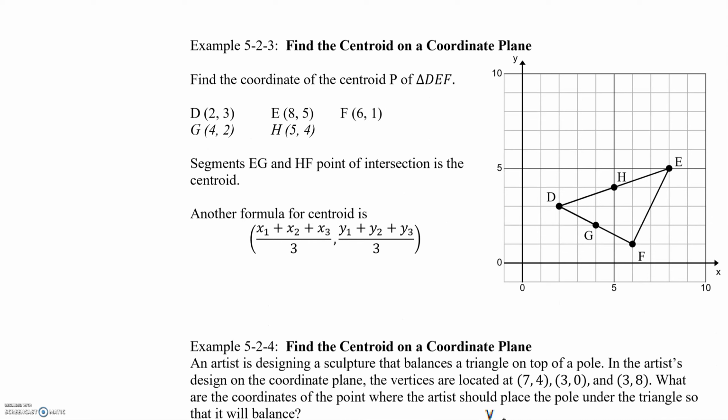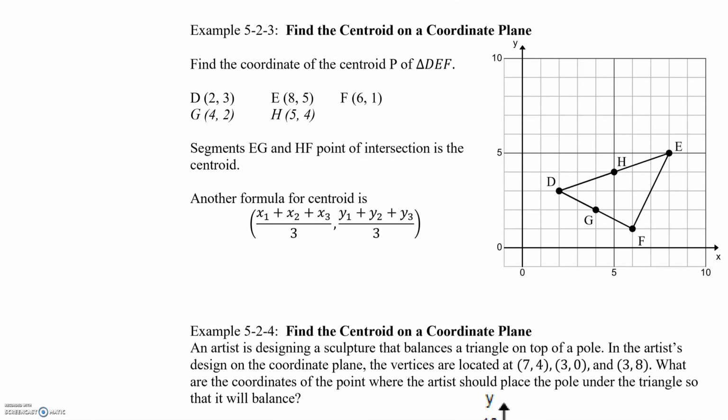All right, flipping over here, we're going to look at it in a coordinate plane. And there's kind of a trick to it here. There is either finding the midpoint of the segments and then connecting, drawing the lines to the opposite vertex here, and then seeing where it meets. Or you can use the formula.